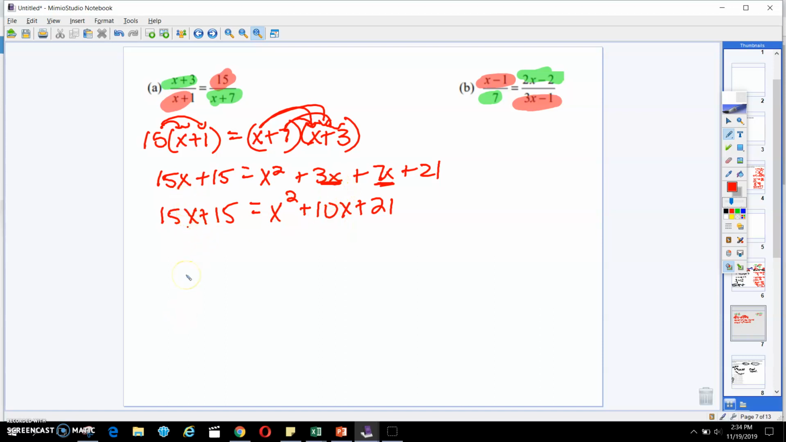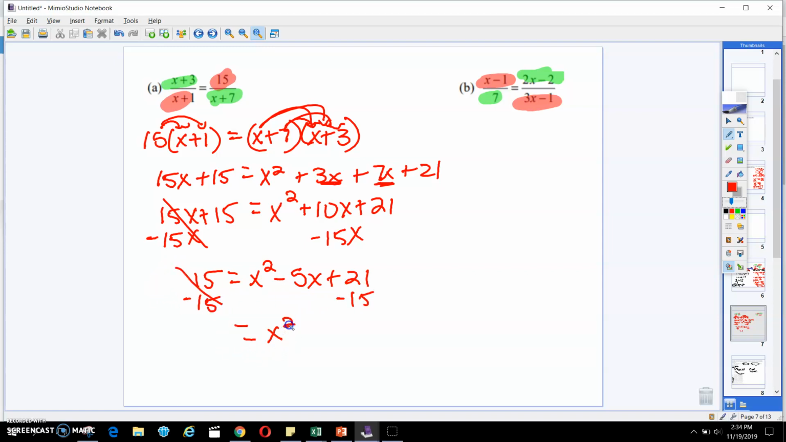Now, what's different from this one to the other one is that we move everything to the other side because we want to be able to factor or use the quadratic equation. So we're going to subtract 15x from both sides. That'll give us 15 equals x squared minus 5x plus 21. And then we're going to subtract 15 from both sides. Again, we're trying to move everything to one side so that we are able to factor or use the quadratic formula.